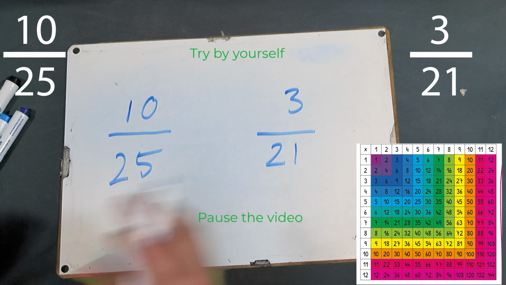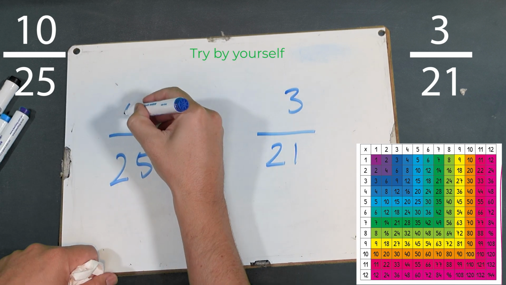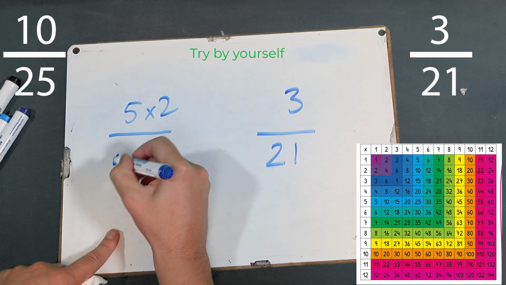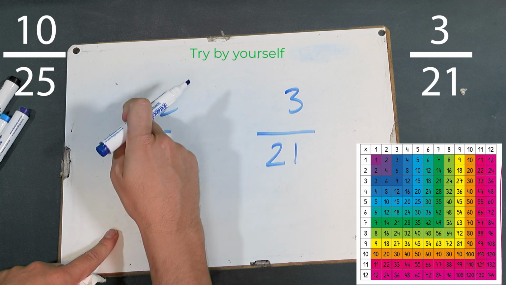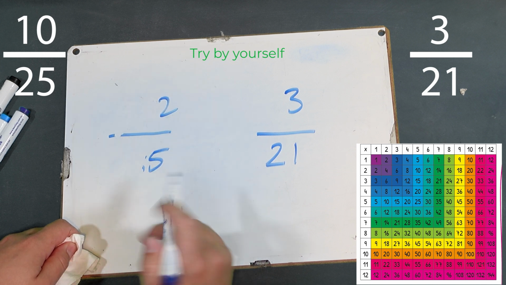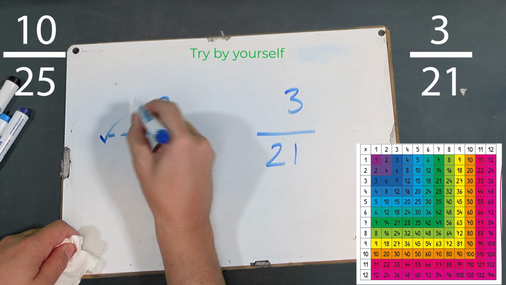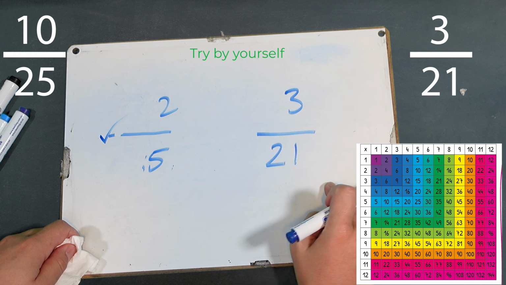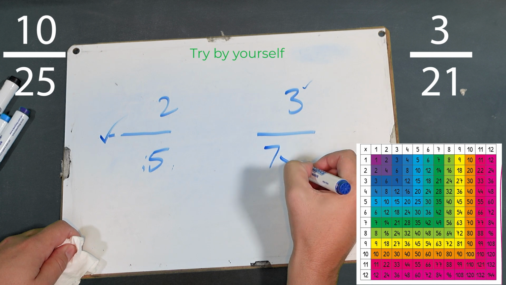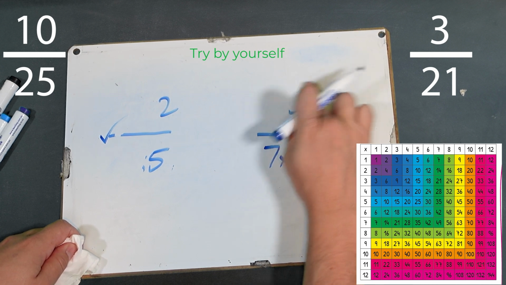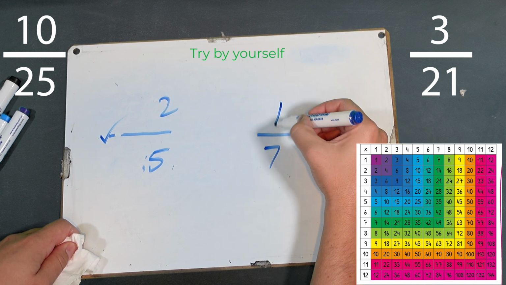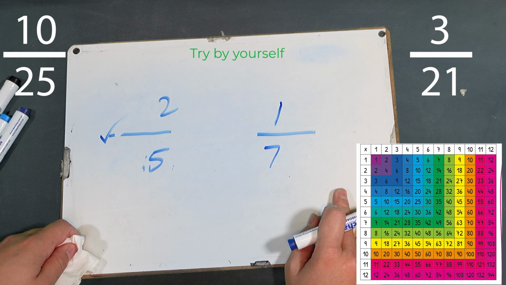All right, let's mark. 10 breaks down to 5 times 2. 25 breaks down to 5 times 5. I can cross off the 2 5s. And I'm left with 2 over 5. Done. 3 over 21. 3 can't break down. 21 breaks down to 7 times 3. I can cross out the 2 3s. There's nothing on top, but I know there's always a 1, and that's as simple as it can be.